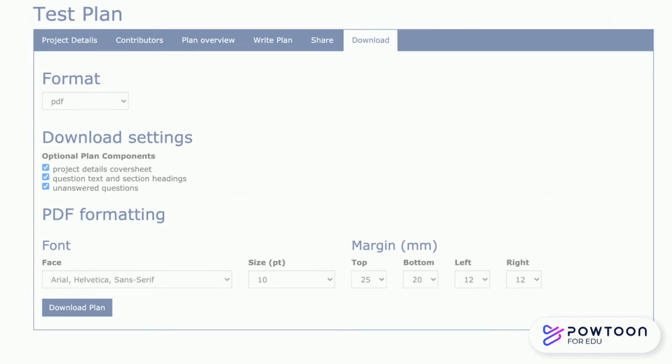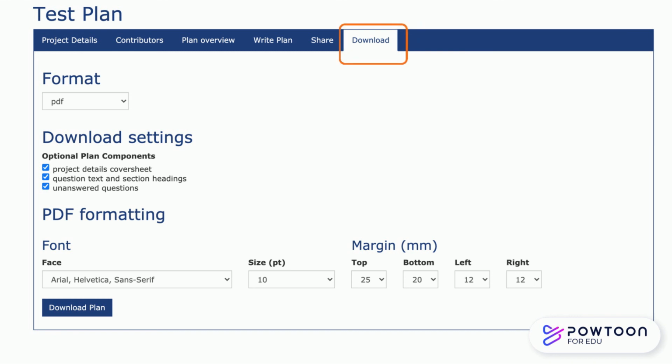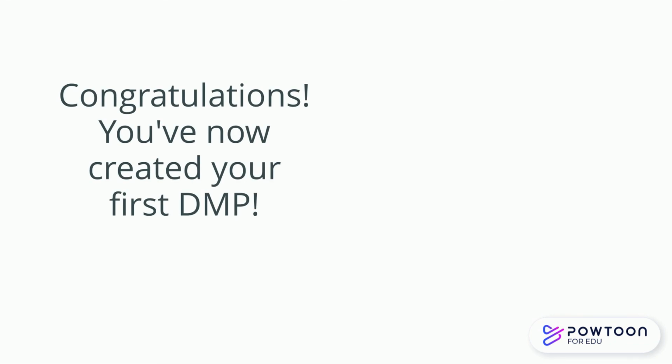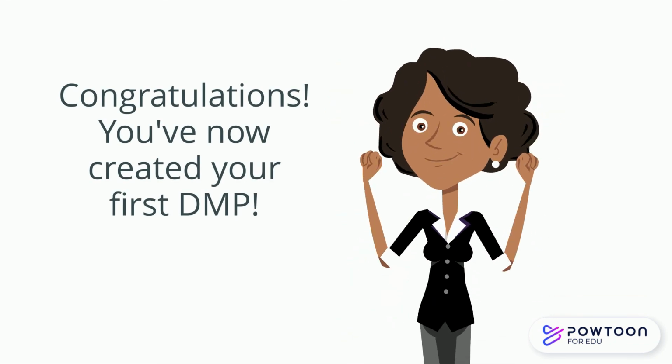When your plan is ready to export, go to the Download section of the Assistant to export it to a variety of formats, including Word documents, PDFs, and other formats. Congratulations! You've now created your first DMP.